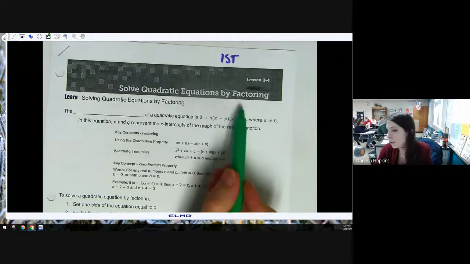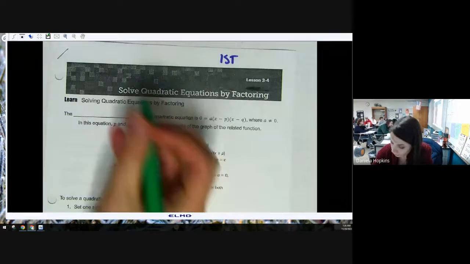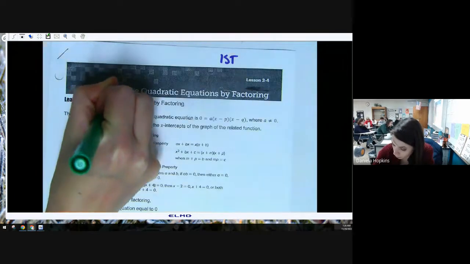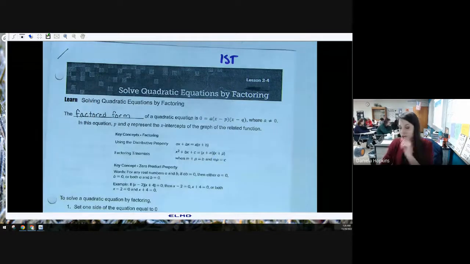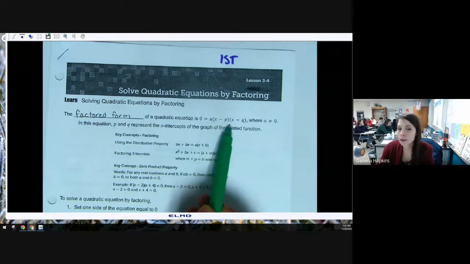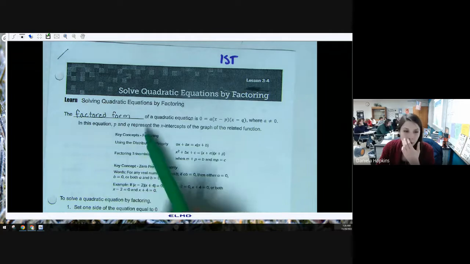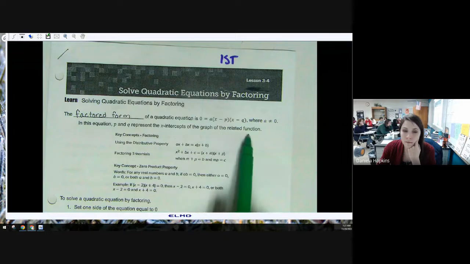And really we need to talk about three kinds of factoring, and today we're going to cover the first two. So the factored form of a quadratic equation is 0 equals, you might have a coefficient here, but in general, it's like x plus or minus a number, x plus or minus another number, where a is not 0, because otherwise this whole thing would be 0. So in this equation, P and Q represent the x-intercepts of the graph of the related function.